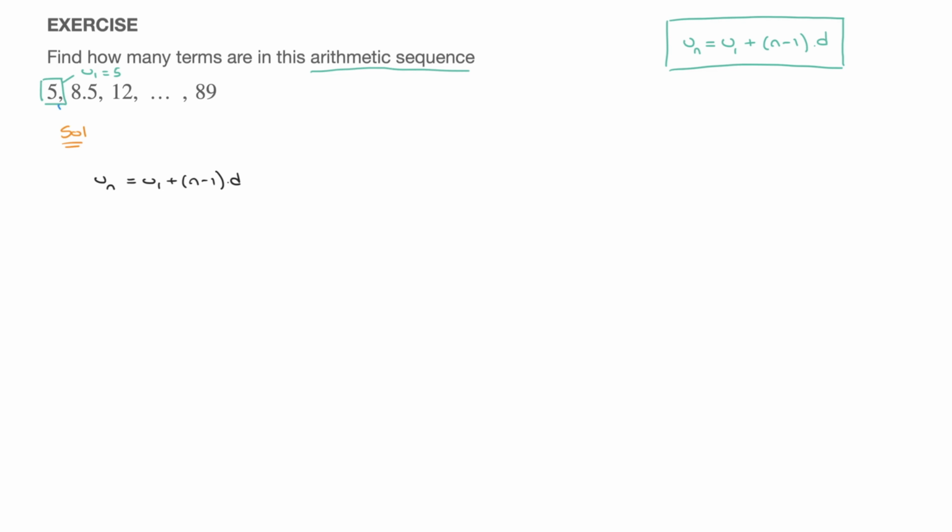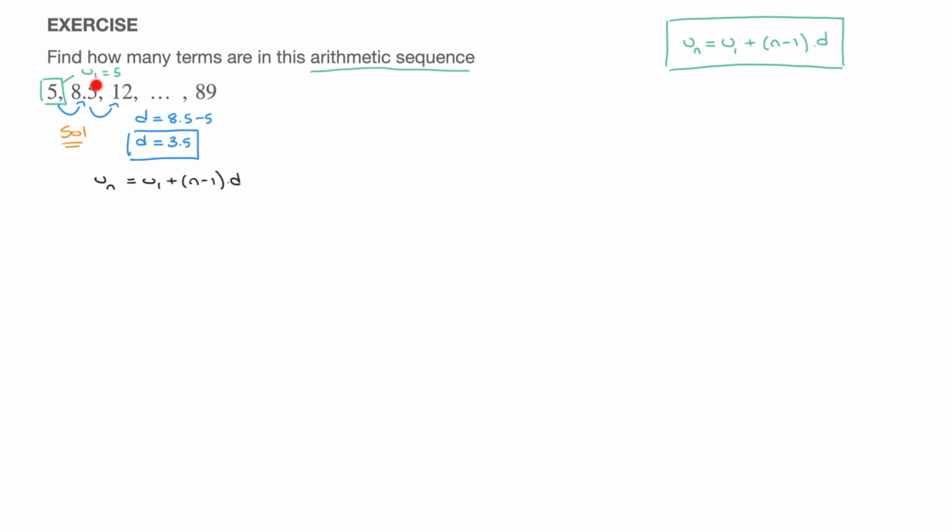Remember, the common difference is the amount we add to get from one term to the next of the sequence. And if you can't see what the common difference is right away, remember that you can always find its value by taking any term of the sequence and subtracting the previous term. In other words, we could say that d is equal to 12 minus 8.5. Or we could also say that d is equal to 8.5 minus 5. And in fact, I'll write that here. The common difference d is equal to 8.5 minus 5. And you can of course check, but 8.5 minus 5 is equal to 3.5. Done. We now have the common difference d.